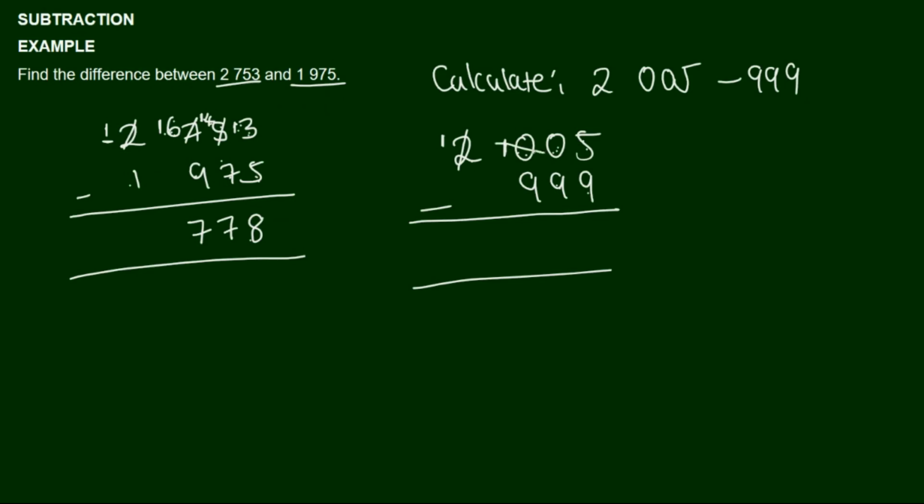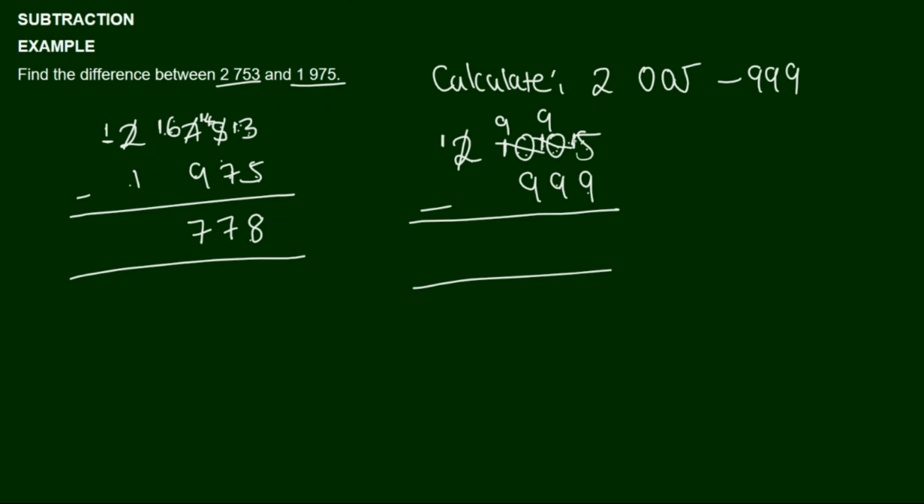So we borrow 100, we remain with 9 here. This 100 is 10 tens. Then 10 plus 0 is 10. So this becomes a 10. And then again, we have to borrow 1 ten from the tens column. We remain with 9 tens. And then 1 ten is 10 units. Then this becomes 15. 10 plus 5 is 15.